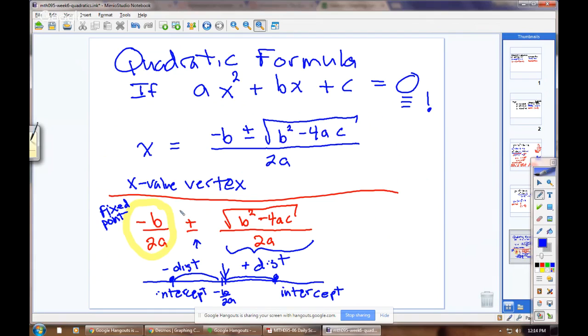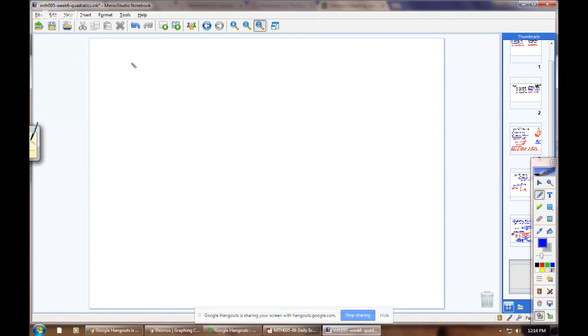To find the y value, we have to plug that back in, which is a bit of work. This number is not the y value, it's just the distance on either side to travel to get x-intercepts from that middle x value. So the quadratic formula tells us two things. The negative b over 2a tells us how to start finding the vertex, and then the whole thing finds our x-intercepts. So we're going to apply that to that last equation.